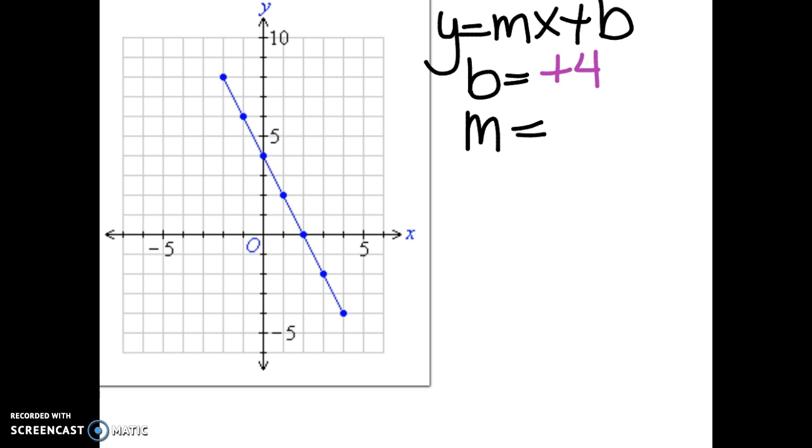So let's start that movement. I've moved up 2. You see, I didn't even care what the coordinates were. I just know that I moved up 2. Now I'm going to move left 1. Up 2 and left 1 means I have a +2 divided by a -1, which gives me a -2. I can now write the equation for this line.